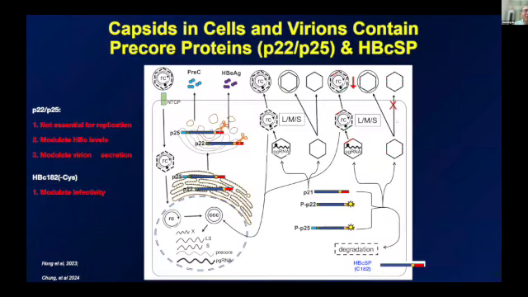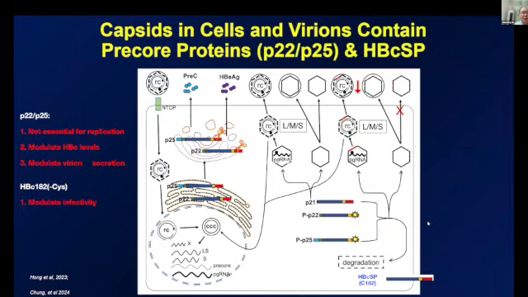Next, please. Here, I just want to say there's a little bit more complication than what I have been describing to you. Although the capsid is usually thought to be composed of a single protein, recent evidence suggests that pre-core protein, including P22 and P25, can be a minor component of the capsid protein. In addition, another truncated capsid protein called HBC182, derived from a spliced RNA, can also be part of the capsid and be important for viral infection. So it just means that the information we have so far may not be as complete as we thought.